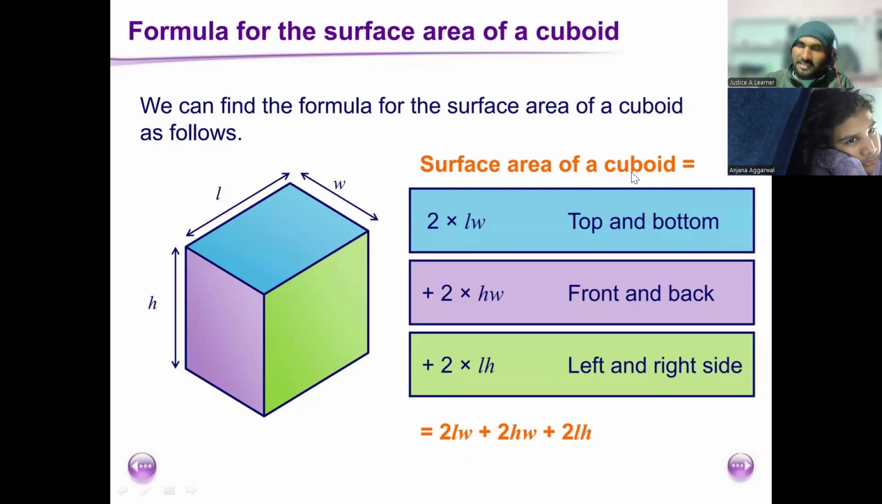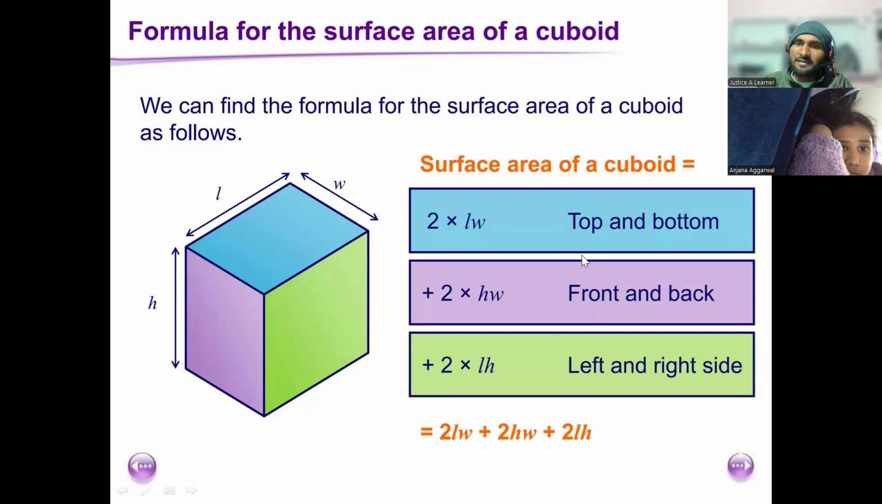You already told me what is length, what is width, and what is height. W can also sometimes be referred to as B, breadth. So W is width, this is length, this is height. Is that clear? Yes. Okay.